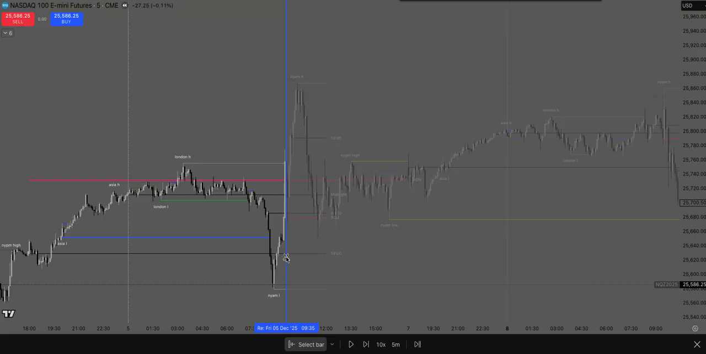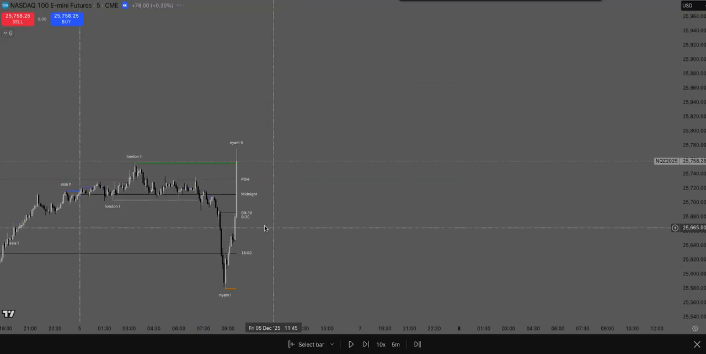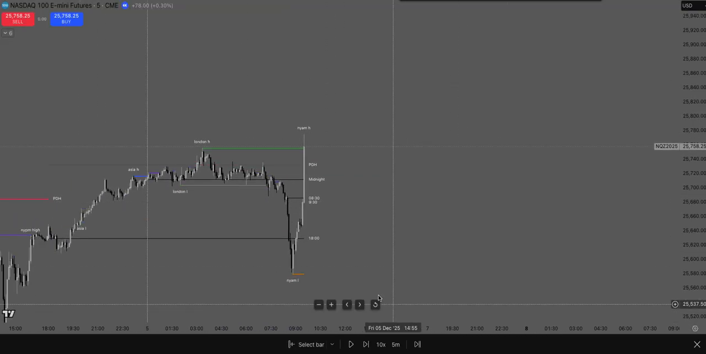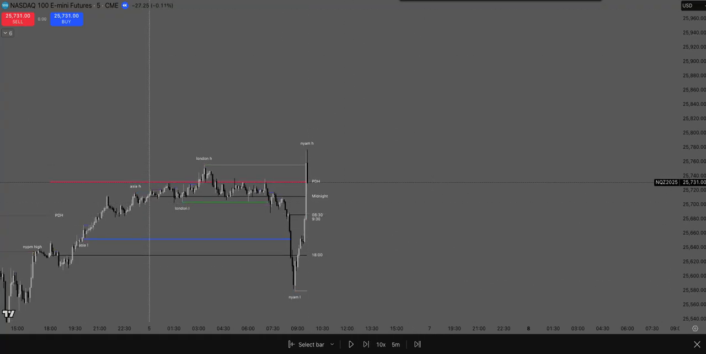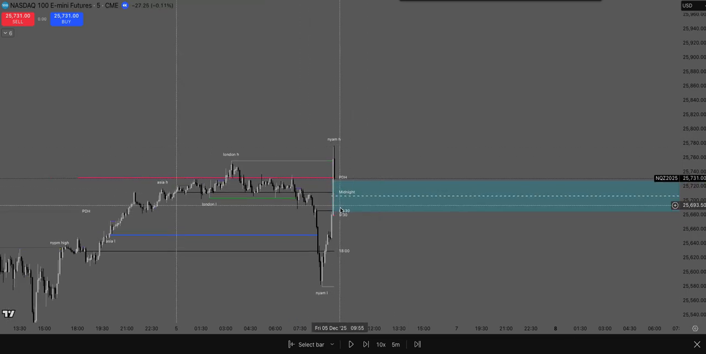So I'm going to go to 9:30. What are we looking for? 5-minute gaps after 9:30. Does this gap count right here? No, it's at 9:25, so we're not marking that gap. Does this gap count? Yes. This formed with the 9:30 candle.